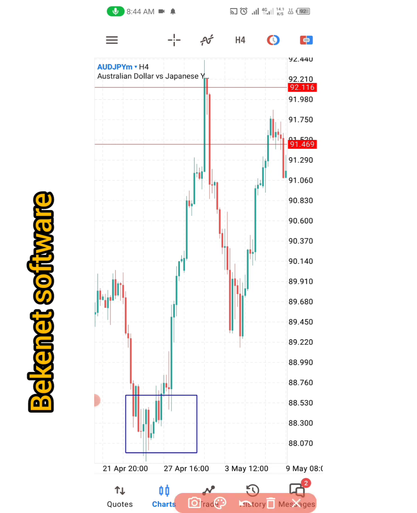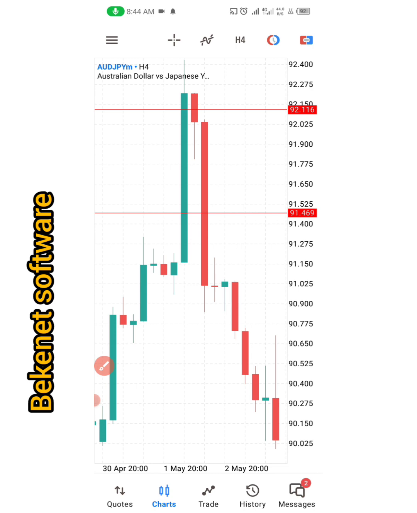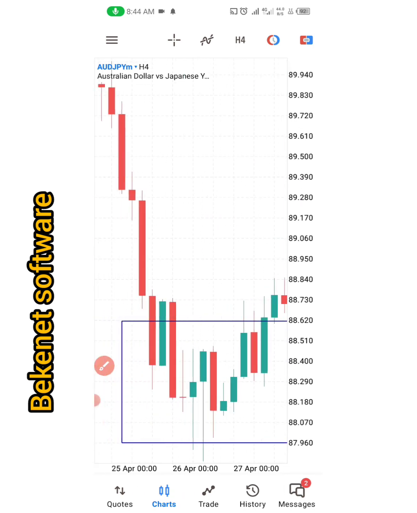As you can see, this one has now gotten to this level. You understand? At a certain level, there's a lot of rejection here. Let me zoom in so that you'll be able to see it. There's a lot of weak rejection here. You can see a lot of weak rejection. Now I knew it was going to go, but I needed a confirmation.